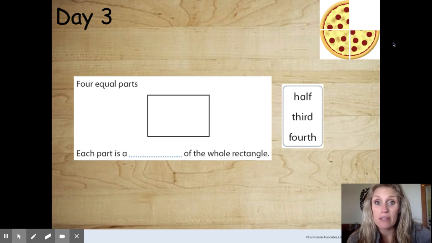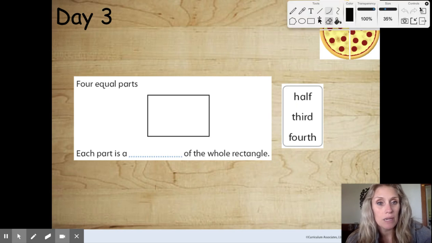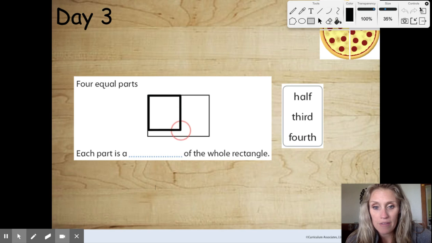There's many ways. So if you figure out a way really quickly, challenge yourself and try to break it up a different way into 4 equal parts. Okay. I'm going to go ahead and get my tools. And I think what I'm going to try to do first is break it in half the best I can. So that looks about half to me.